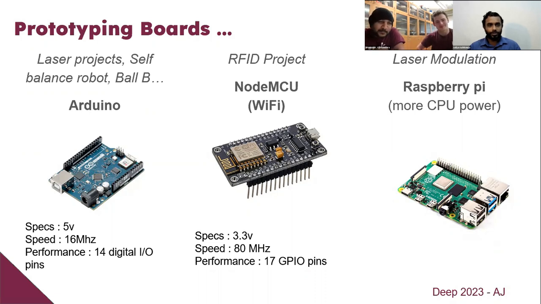So we're going to use Arduino in this laser project and the self-balancing robot. There's another one balancing a little ball. We're going to use the Arduino platform to do all of that. Then we're going to use a NodeMCU in our RFID project. We're using this board because it has built-in Wi-Fi capabilities. So we're going to use a NodeMCU and make an IoT device.